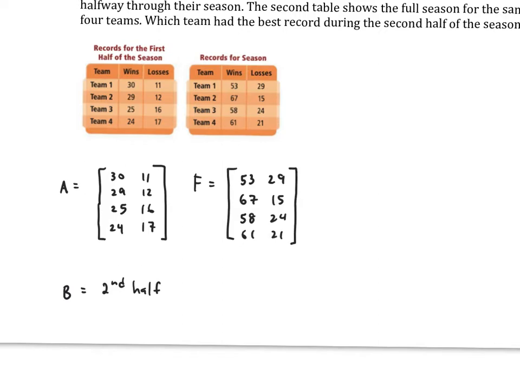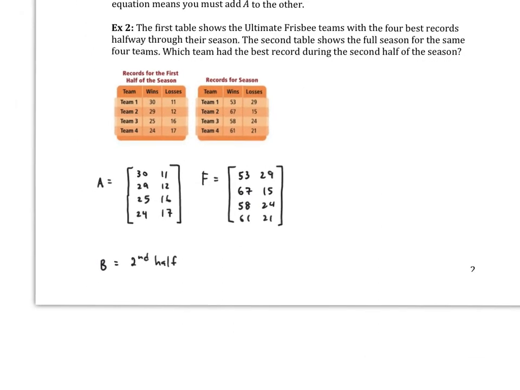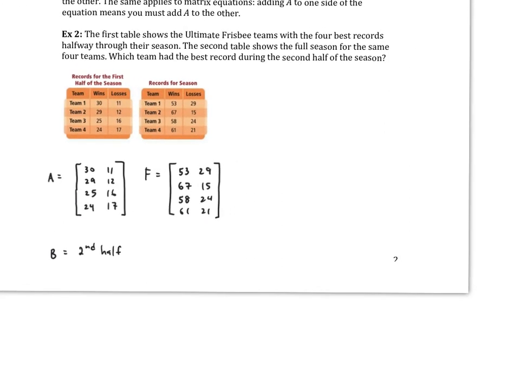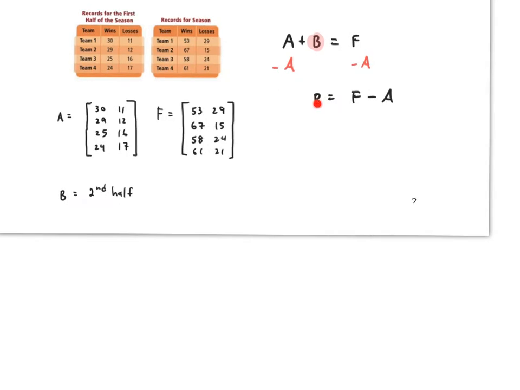Okay. So those are my matrices, and let's see, using the A's, the B, and the F, what my equation looks like. We know that when I add the first half plus the second half, I get the full season. Great. So what do? In order for me to solve, remember I'm trying to get B by itself, the second half, I need to subtract A from both sides. Subtract A from both sides. So now it looks like this. B is equal to F minus A. Oh, great. So all we have to do now in order to get B is to say F minus A.